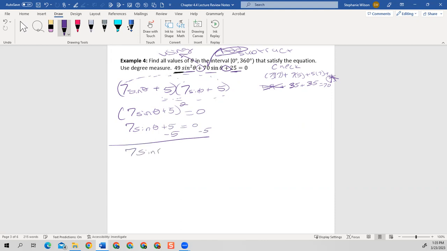So I got 7 sine theta is equal to negative 5, divided by 7. Now I have sine theta of negative 5/7. And now I'm going to take the inverse of sine. And make sure, because it wants it in degrees, so we're going to flip it back to degrees mode. And I'm going to say sine, or we're doing the inverse. Inverse sine negative 5/7. And I'm going to round, I'm going to go out 4 decimal places to the nearest 10,000.